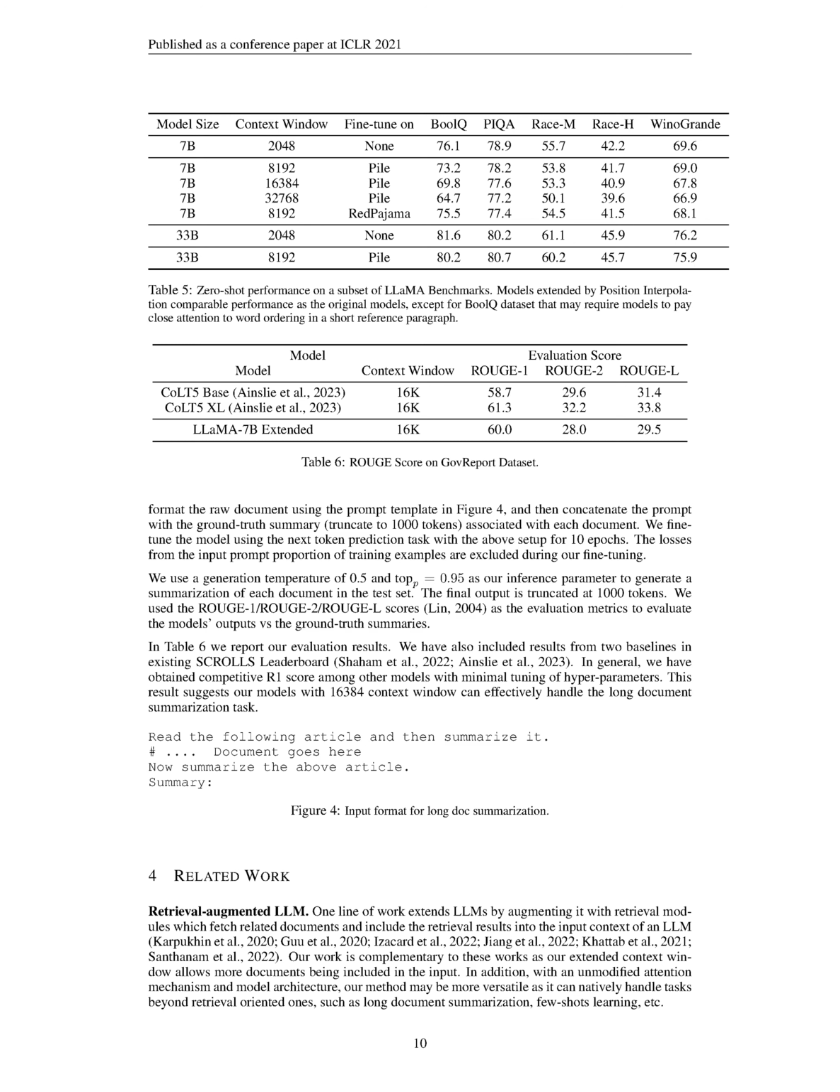To generate a summary of each document in the test set, we use a generation temperature of 0.5 and a top p proportion of 0.95.